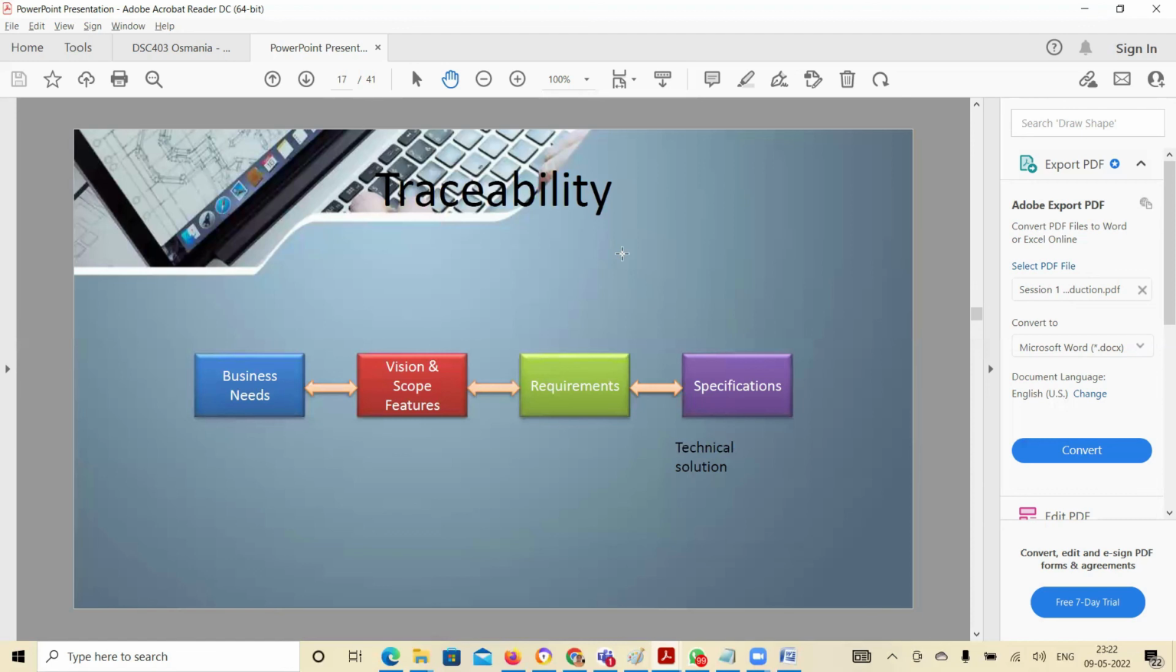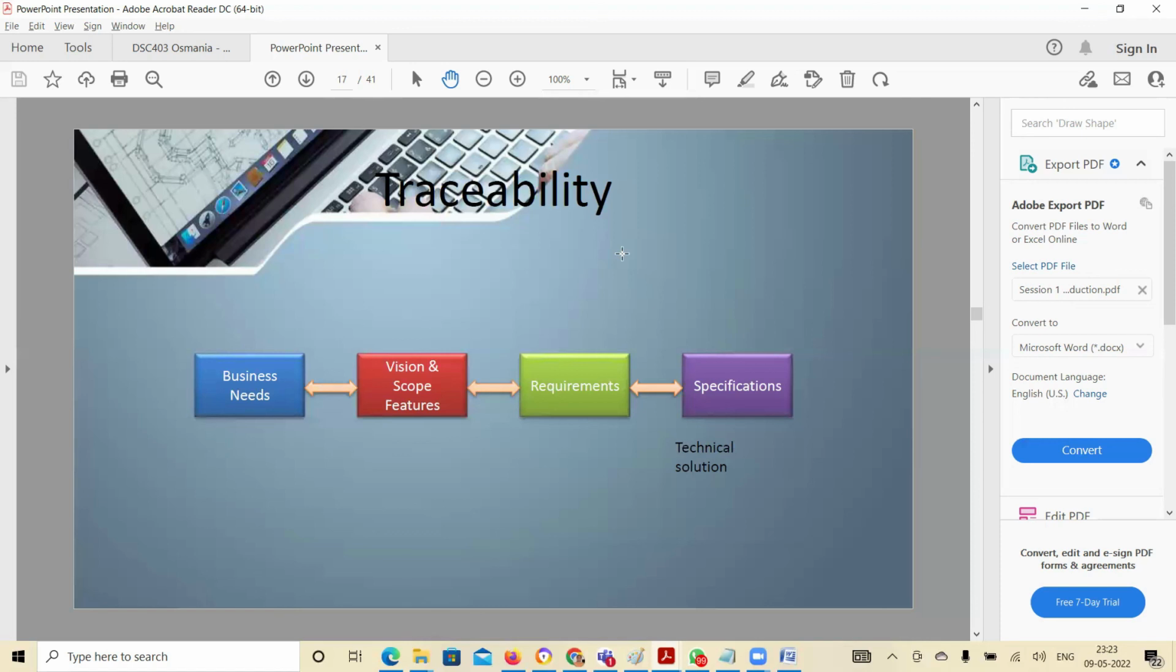Now, if we compare it to our training, we have the syllabus. When I cover something which is not in the syllabus, we are probably wasting our time. Why are we doing it? That is like not linked backwards: specification not linked to requirements, or requirements not linked to the vision and scope document, and scope not linked to the business need. If you have something in the syllabus and I'm not covering it, that is incomplete.